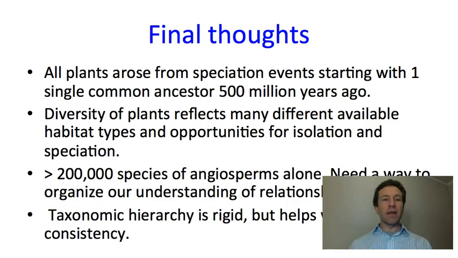Depending on the estimates, there's certainly more than 100,000, and there's probably more than 200,000 species of angiosperms. And this is only the angiosperms, not even considering the ferns and gymnosperms and other groups. So with all of this diversity, it's necessary to have a way of organizing our understanding of relationships. And that's why the taxonomic hierarchy is so important. It's very rigid. It has a certain number of levels and formalized ways of assigning names. But despite this rigidity, it's helpful because it gives us a consistent way of referring to plants where we know exactly what plant somebody is talking about when they tell us its name within the taxonomic hierarchy.